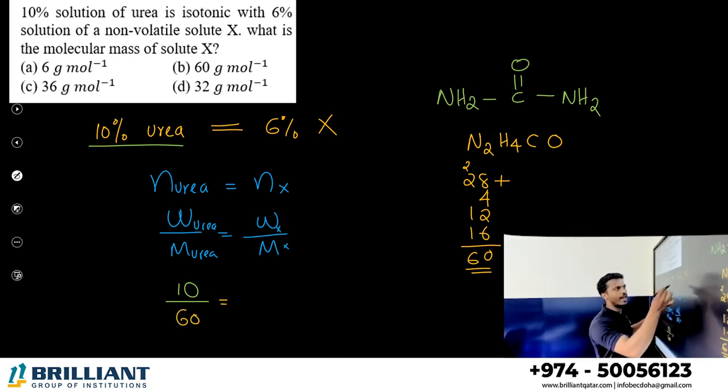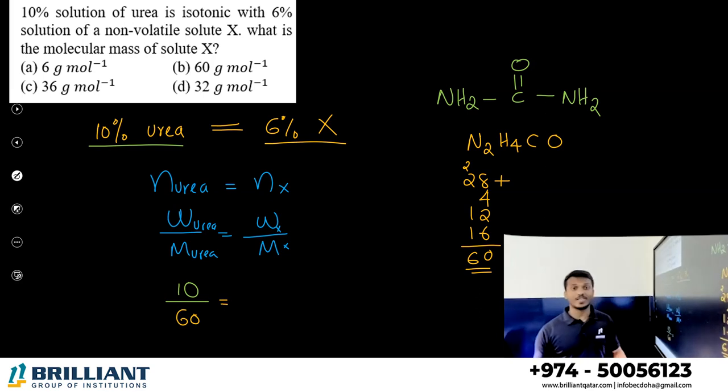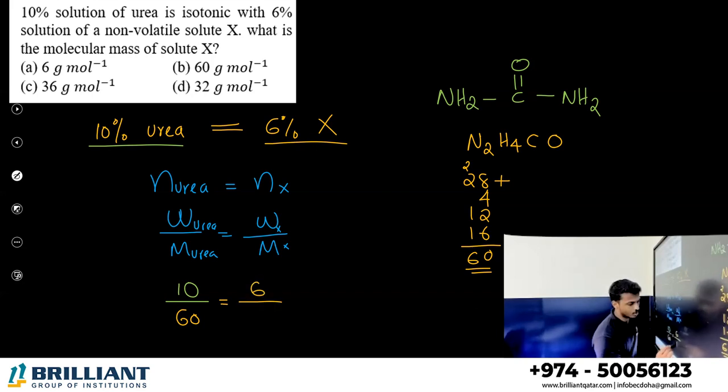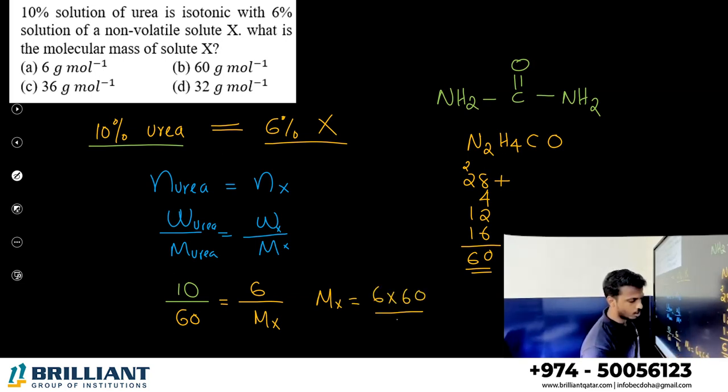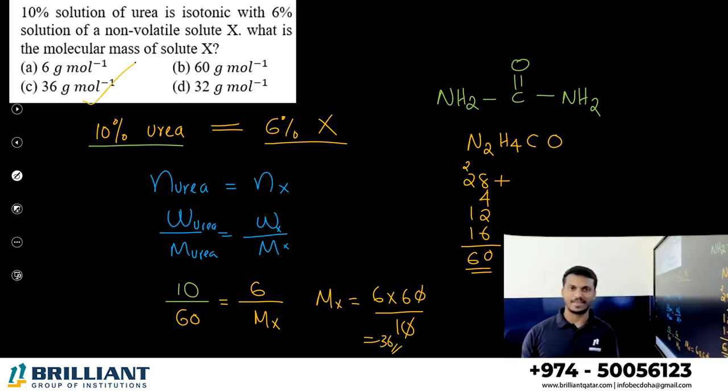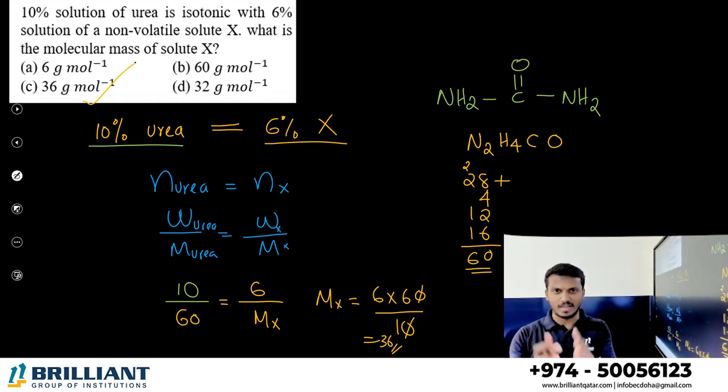What is the weight of X? 6% X means 6 gram in 94 gram. So 6 gram X, and the molecular mass of X we have to calculate. So the molecular mass of X is equal to 6 into 60 divided by 10, which is 36 gram. Option C is the correct one. So for an isotonic solution, we can equate by their number of moles.